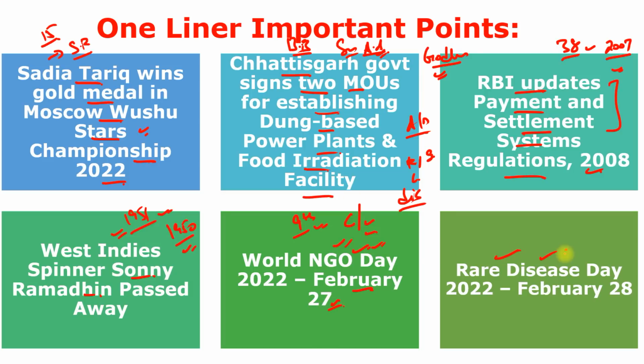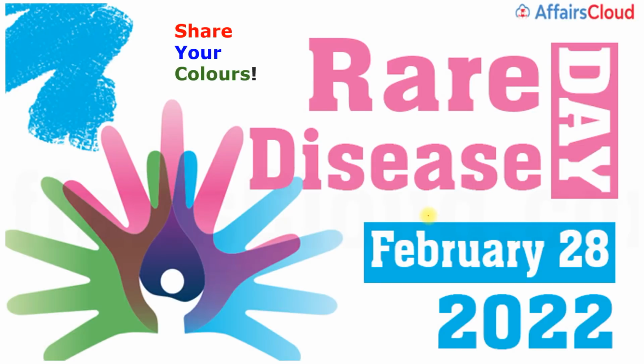Now, Rare Disease Day is observed on 28th of February. Every year it is not always observed on 28th of February, it is observed on the last day of February. It is either 28th of February or in a leap year it can be 29th of February. And it is to create awareness about rare diseases and to ensure access to treatment and medical representation for individuals with rare diseases.